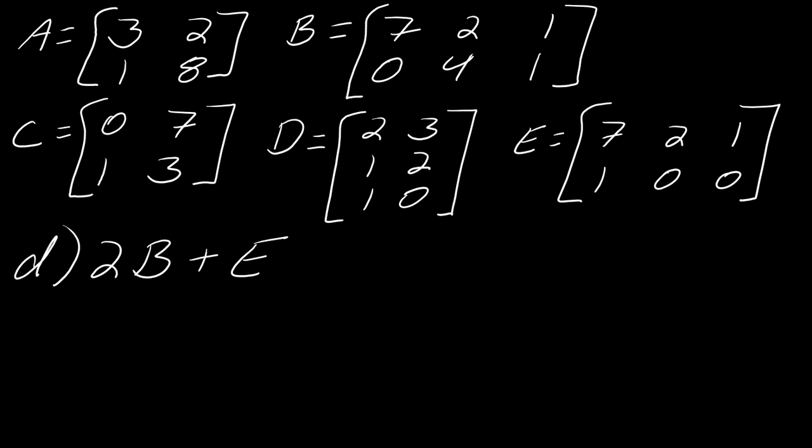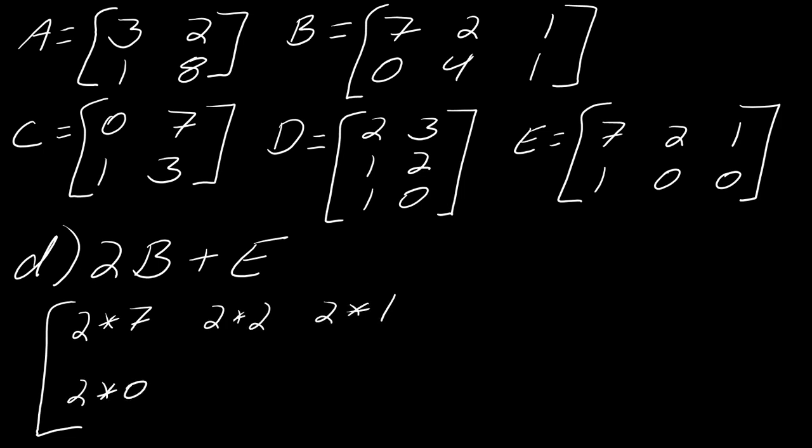Okay, so now let's talk about scalar multiplication. So I have 2B plus E. Okay, so again, I actually think that scalar multiplication is fairly intuitive once you know what the notation means. This means multiply everything in B by 2. So if I take everything in B and multiply it by 2, it's going to be 2 times 7, 2 times 2, 2 times 1, 2 times 0, 2 times 4, and 2 times 1. So here is 2B, and then I want to add E to it.